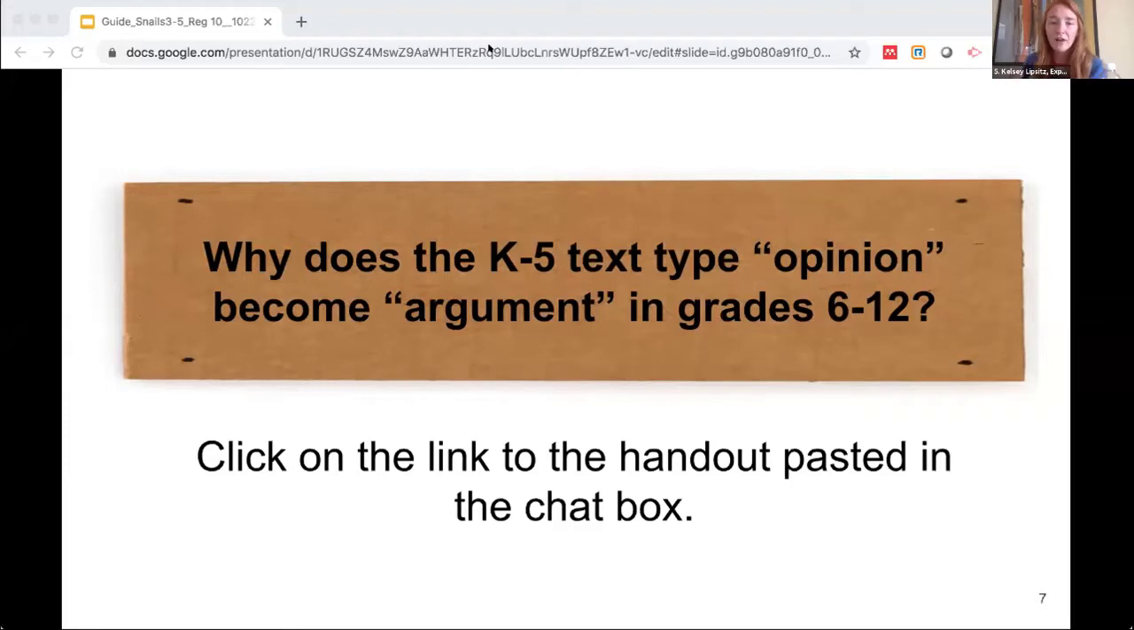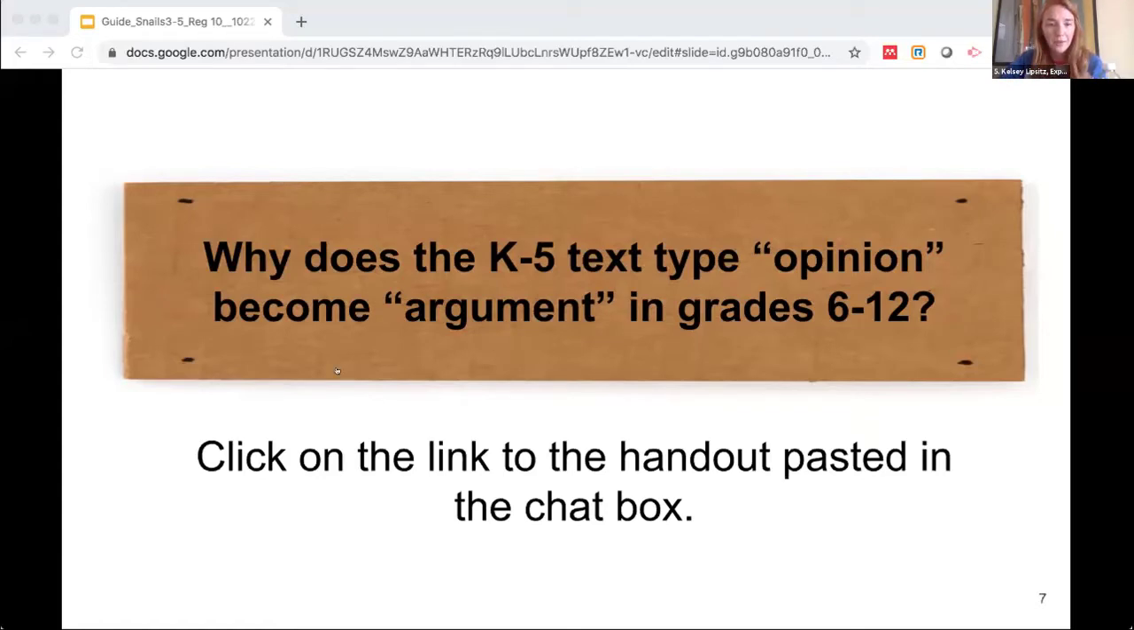From what we've read, the framers of the Common Core state standards thought that writing genuine arguments was too complex for primary students. So they suggested that writing opinions was a step towards that goal. However, the framers of the next generation science standards firmly believe that primary students can and should engage in arguments. So that's why we're choosing to use the word argument here, but opinion writing might also be a foundation for this as well.